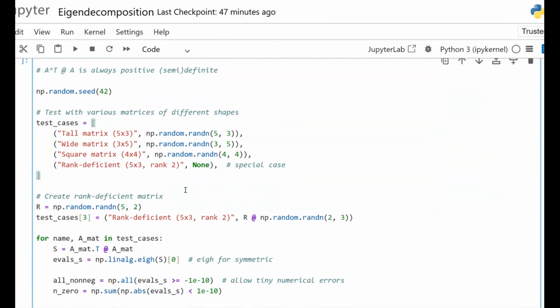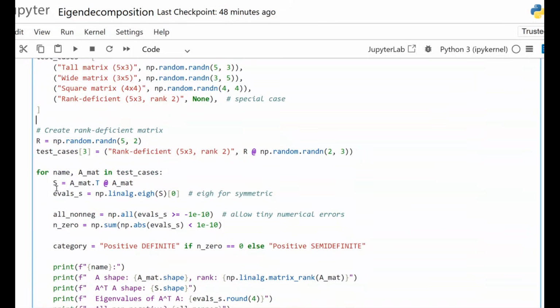So let me just set up the test cases. So here you are going to evaluate A transpose multiplied by A across different shapes and ranks to show the result is universal, not dimension specific. So yes, a tall matrix, a wide matrix, a square matrix, and a rank deficient matrix. And here we are going to construct the matrix, that is A transpose multiplied by A.